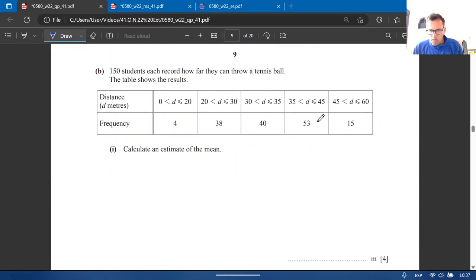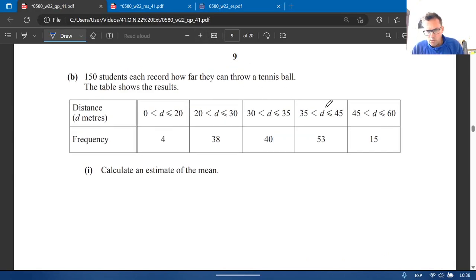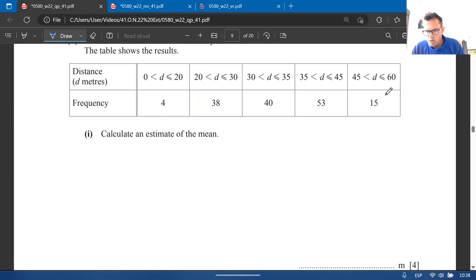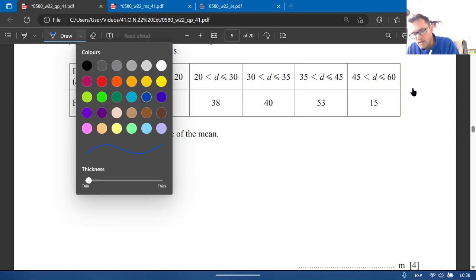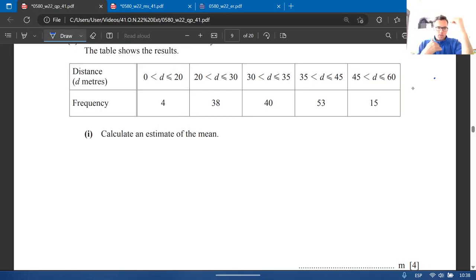Right, so they're burning off the pizza by throwing tennis balls. The table shows the result. 4 of them throw a ball between 0 and 20 meters, and then there's 15 that throw it between 45 and 60 meters. Calculate an estimate of the mean. Now remember, mean is where you add up everything. So we need to add up all the distances of each throw of the ball. Okay, problem is we don't know exactly how far they threw the ball.